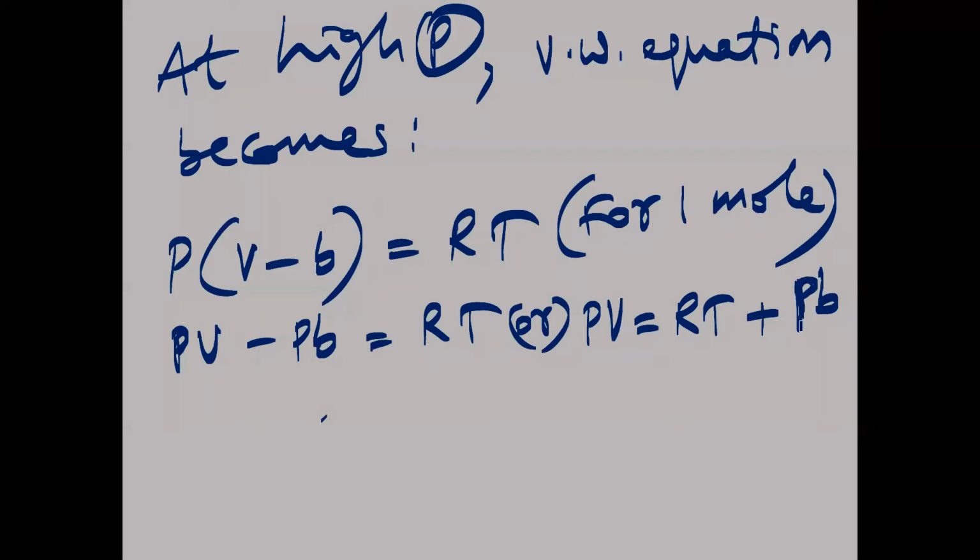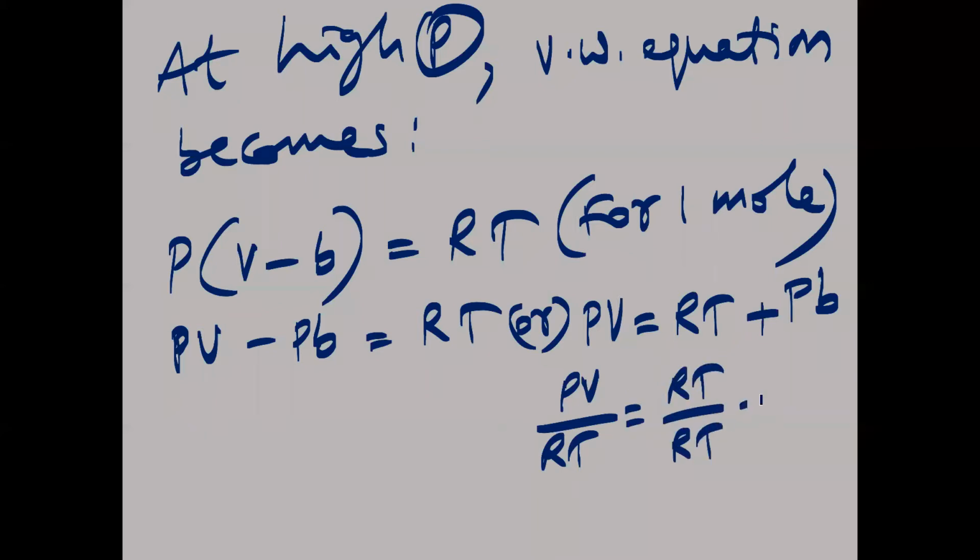So RT plus PB we can write. Now from this equation, divide each term on both sides by RT. PV by RT is equal to RT by RT plus PB by RT.